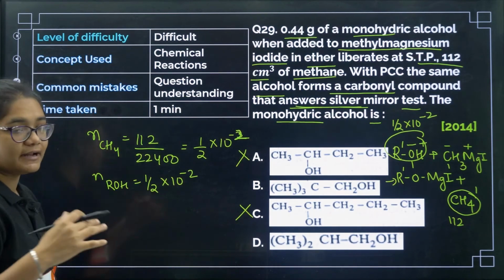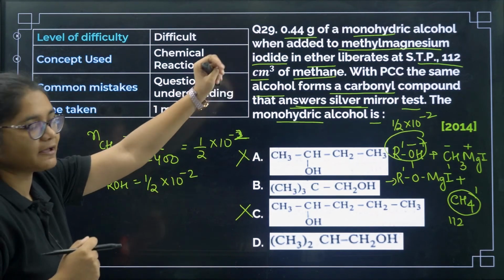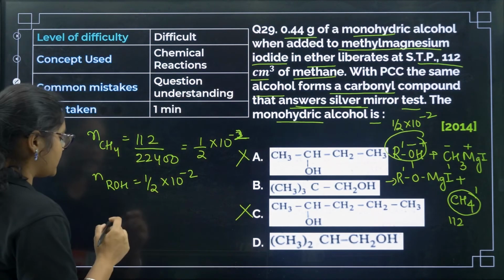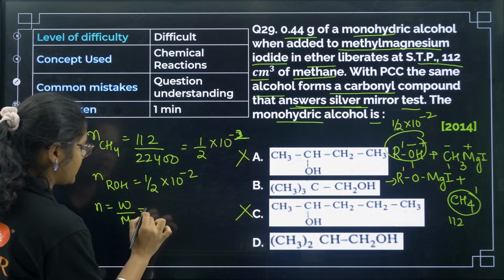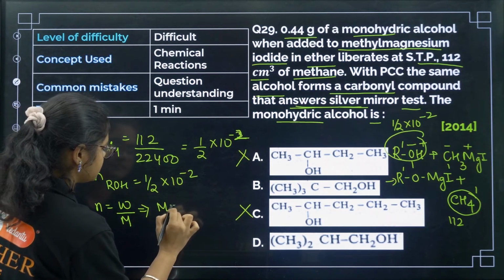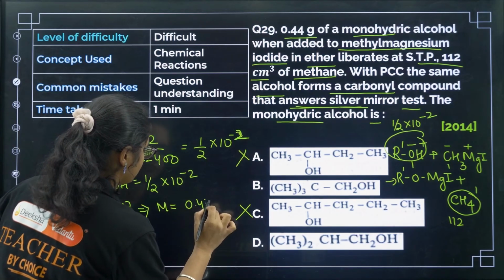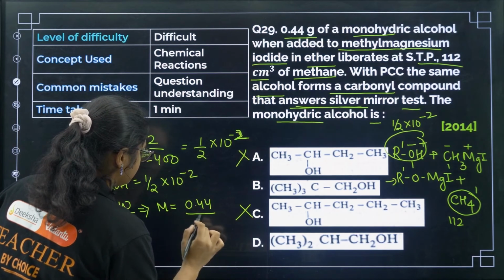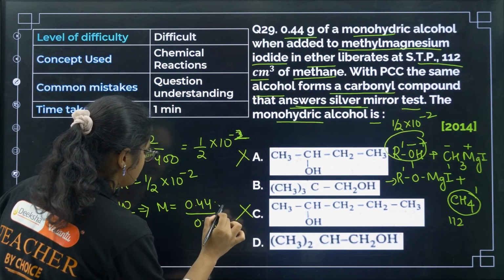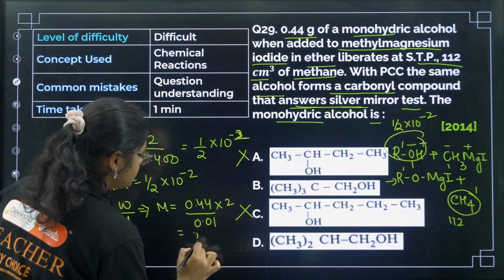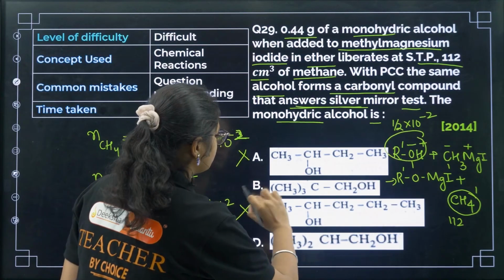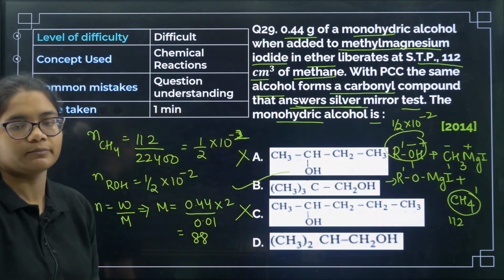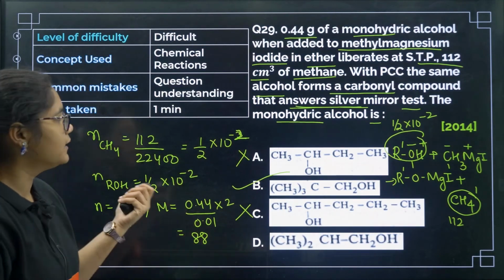Now we can easily find the molar mass of this one because we have the given mass of that, right? So I can write that number of moles is equal to given mass by molar mass. So I can write that molar mass is equal to given mass 0.44 by 0.01 into 2. So how much will I get? 88. So as we have seen already, this molar mass will come out to be 88. So the correct answer will be option number B, okay.